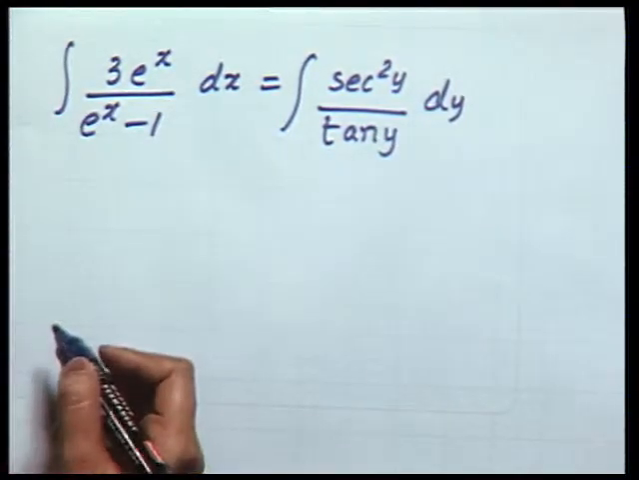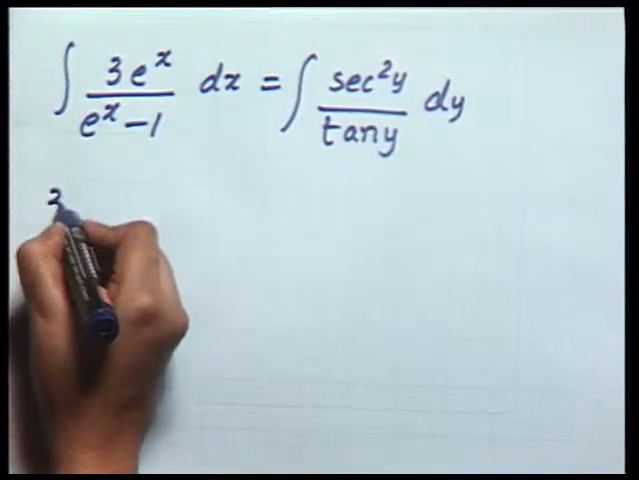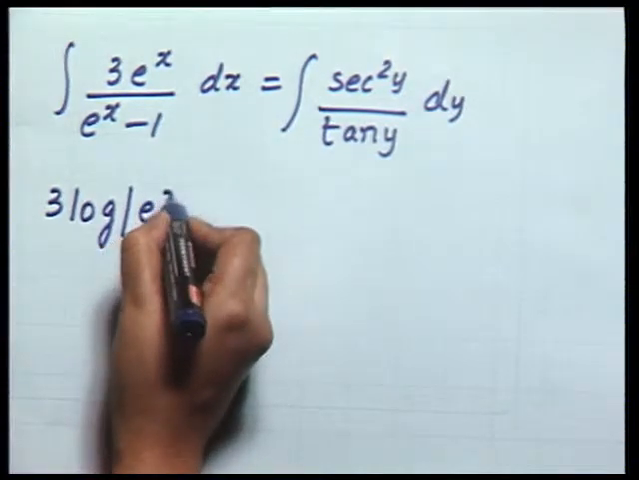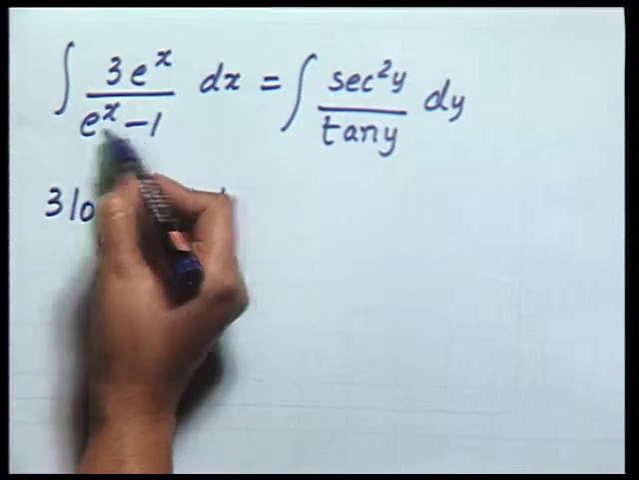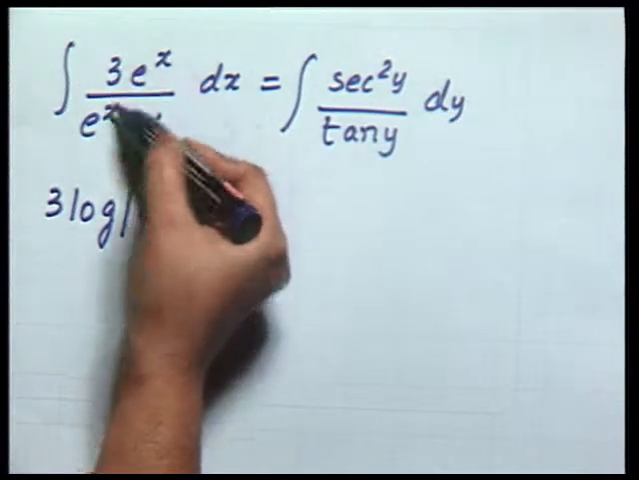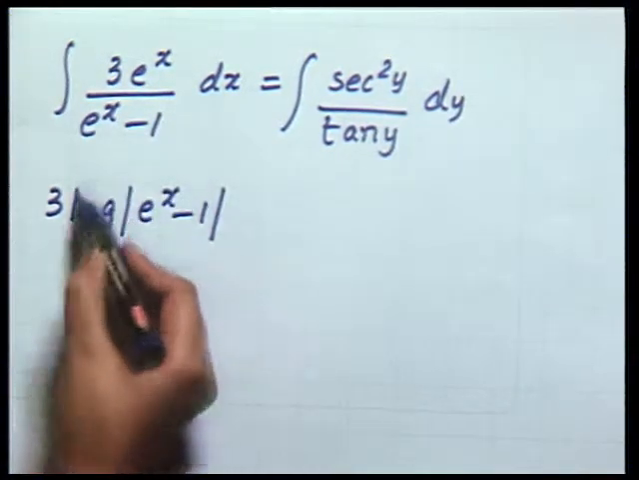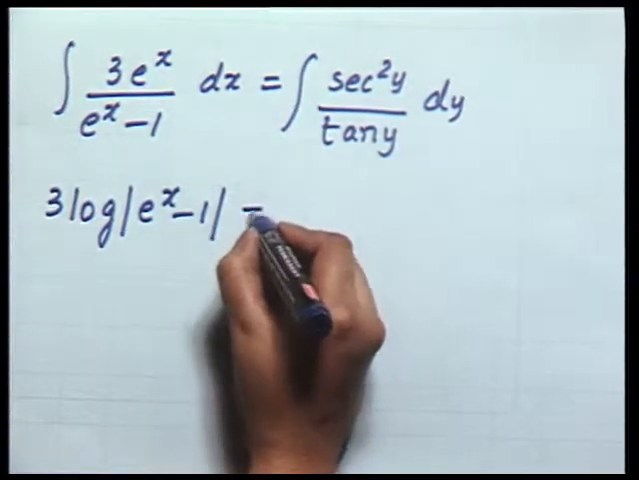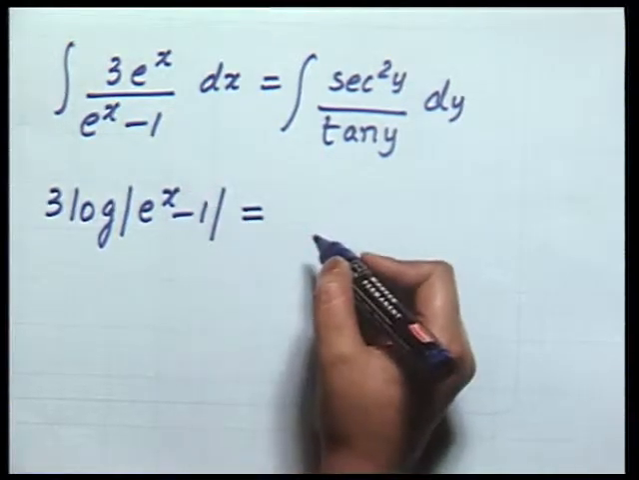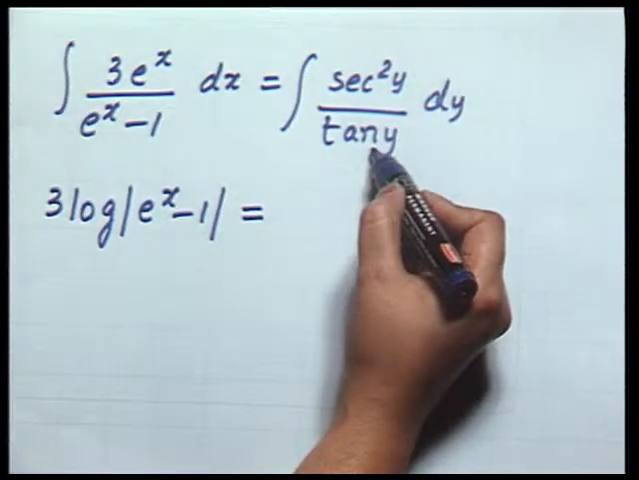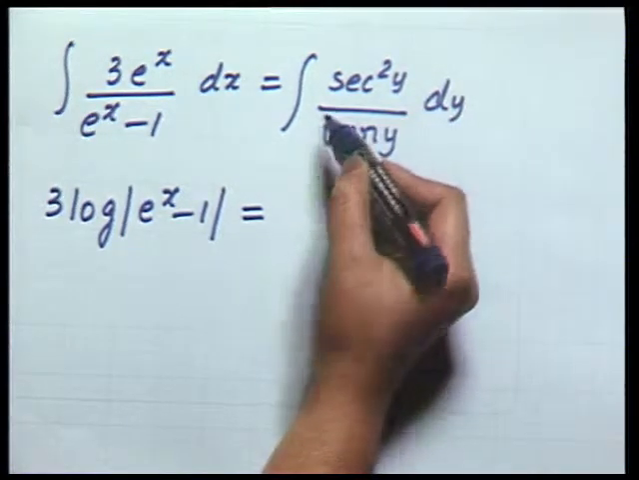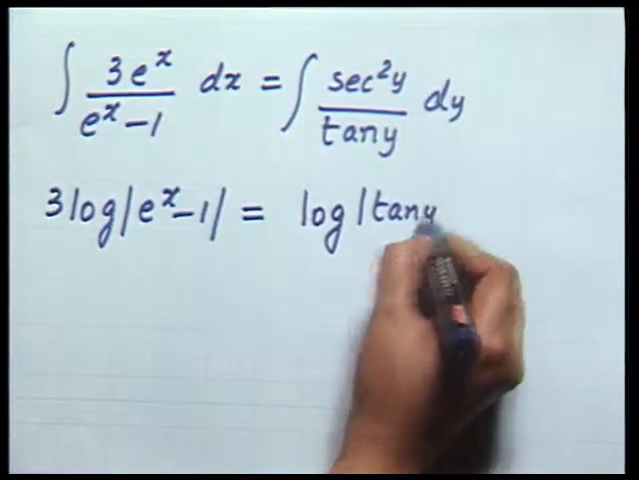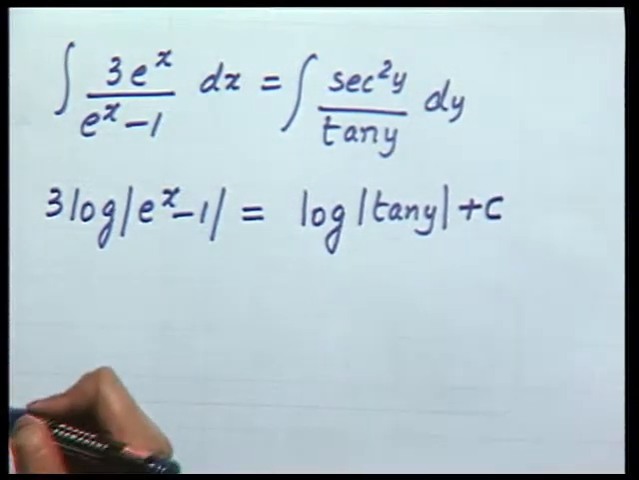Both the sides are very easily integrable. Here, what will be the result? 3 times log of (e to the power x minus 1). You can see for yourself, if you put e to the power x minus 1 as t, then e to the power x dx is there in the numerator, and the expression comes out to be this. You can skip that elaborate explanation of the substitution method and write it directly by observation. Same here, tan y equal to t, sec square y dy is there. So this also simplifies to log of tan y, and the constant of integration comes on one side.